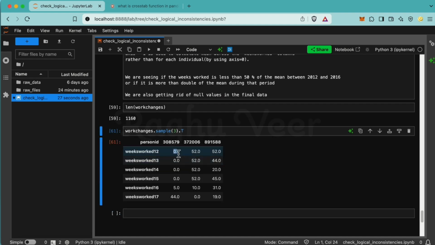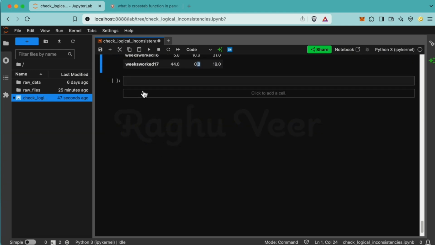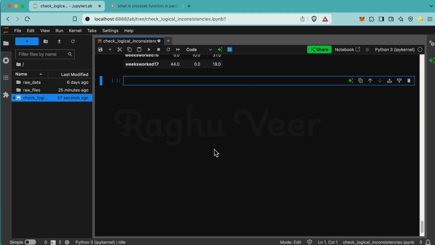In 2012, they have 0 weeks worked, 13 same, 14 same, 15 same, 16 5, and in 17 suddenly they have 44 weeks worked. Similarly here, for 2012 to 15, they have 52 weeks worked, in 16 it is 10 and in 17 it's 0. Maybe he has lost his job. So this is one type of inconsistency we could find in the data.